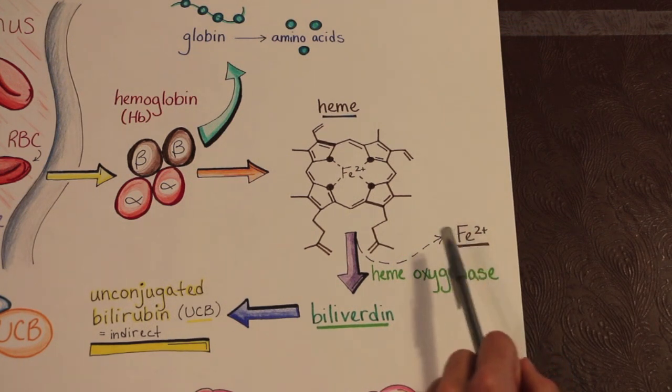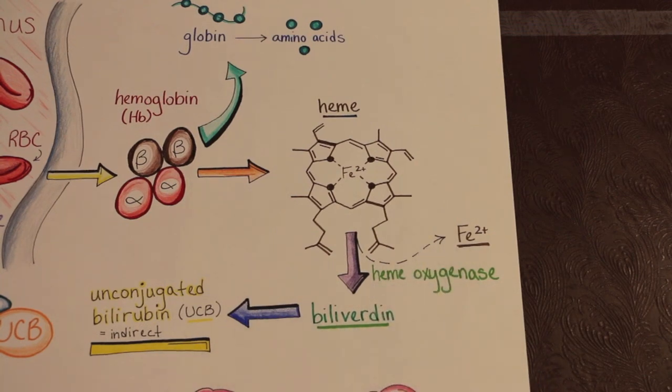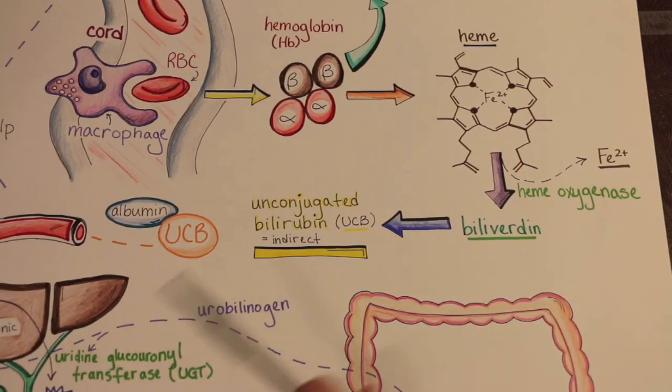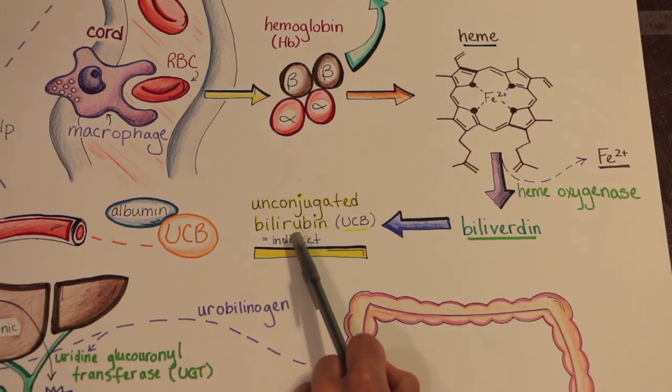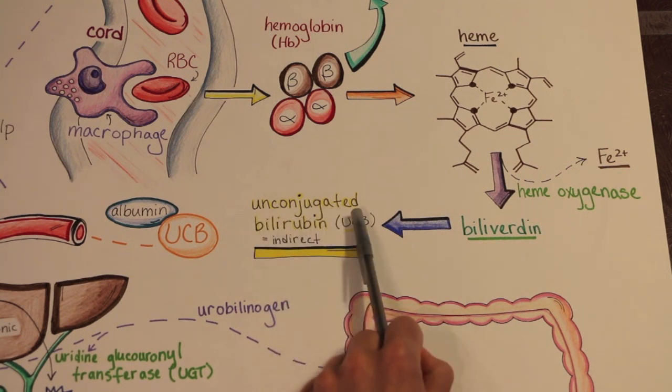In contrast, biliverdin is then converted by biliverdin reductase to bilirubin. Bilirubin can't be recycled, and it's a toxic metabolite. It's also a dead end and must be excreted. The splenic macrophages produce unconjugated bilirubin.